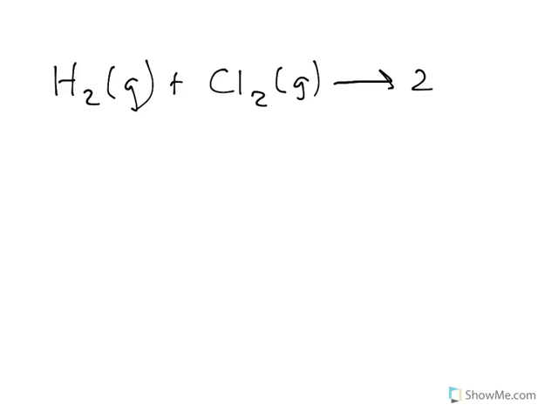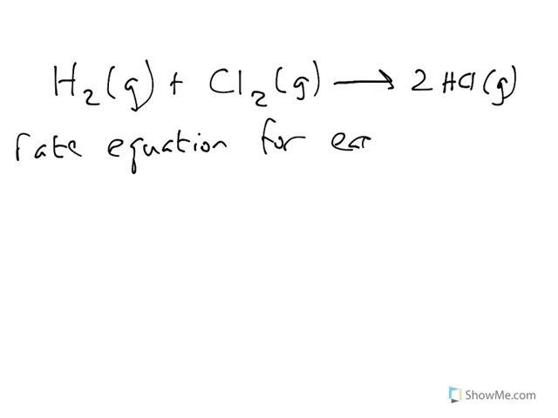All right, let's take a look at a real chemical reaction for a moment. Let's take a look at hydrogen gas reacting with chlorine gas. And this is going to produce 2 moles of hydrogen chloride gas. All right? So can we write rate equations for each reagent? When I mean reagent, I mean products and reactants. All right? So let's do the H2 first.